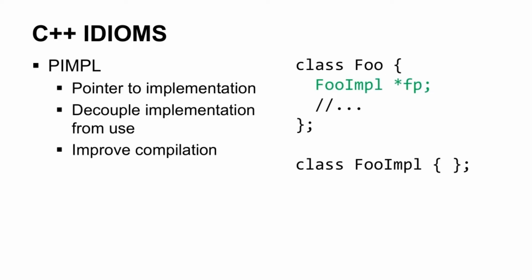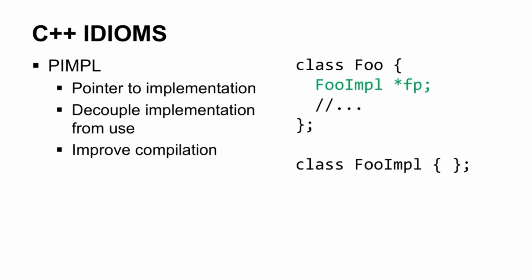And from this, it follows that two common uses of PIMPL are to provide a stable application binary interface to classes and to improve compilation times. So here we have a class that has a pointer to an implementation, meaning that users of foo don't rely on the implementing class.